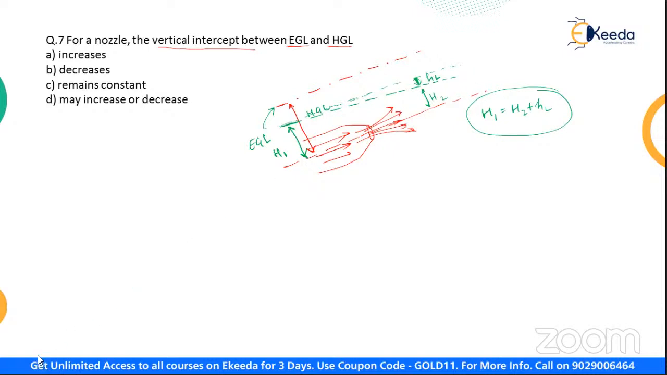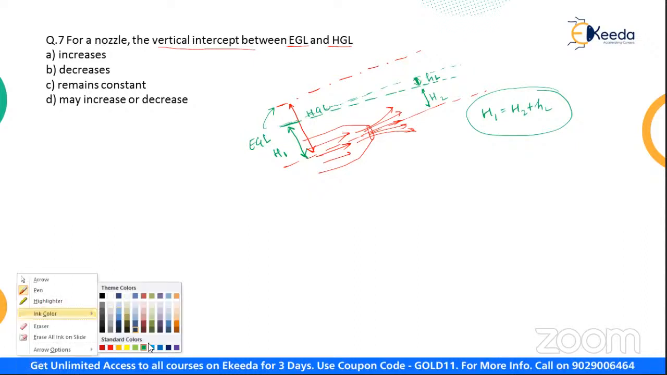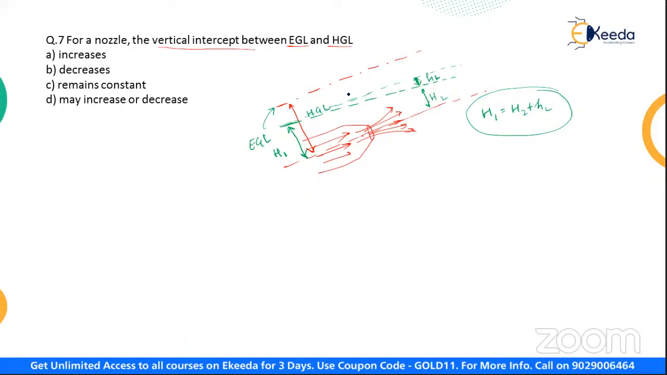And when the head loss will be there continuously, and the head is continuously decreasing, that means the intercept between the energy gradient line and the hydraulic gradient line is continuously increasing. So the correct option here will be option A.